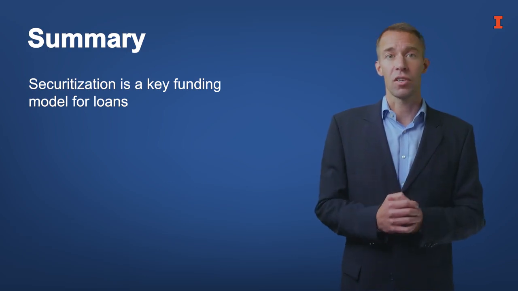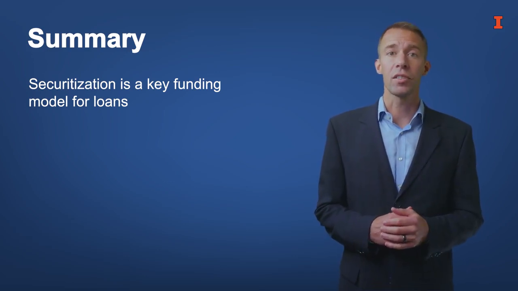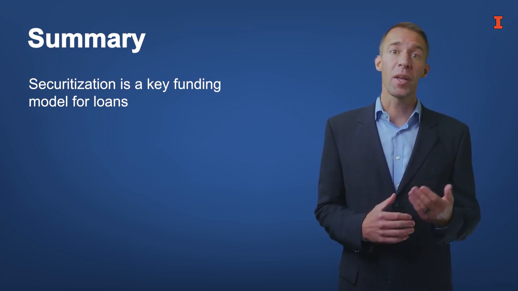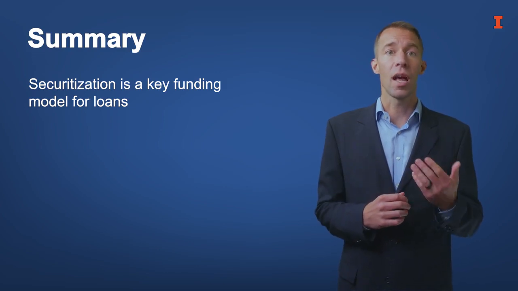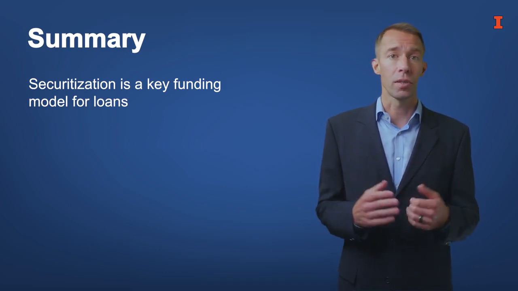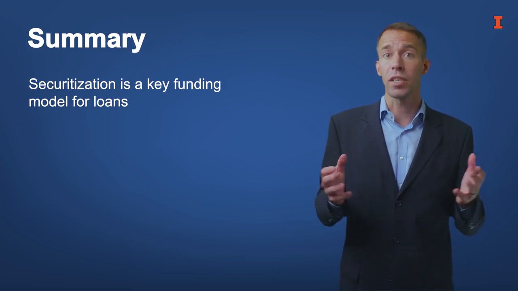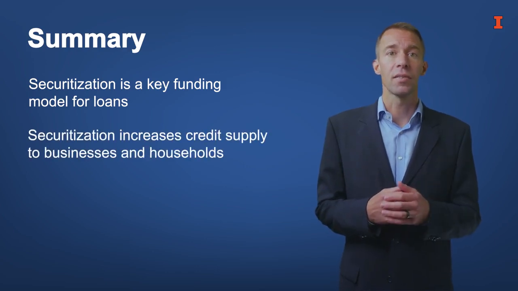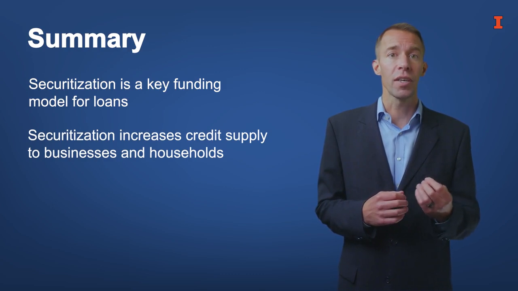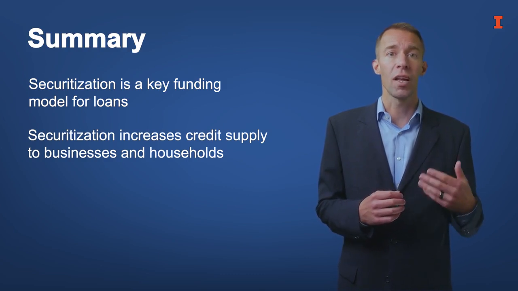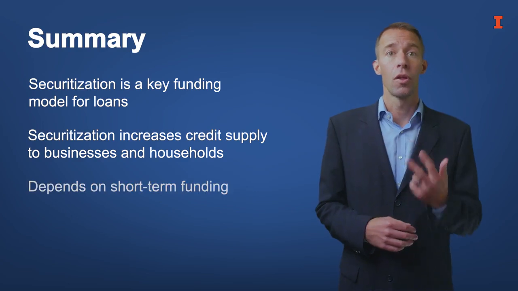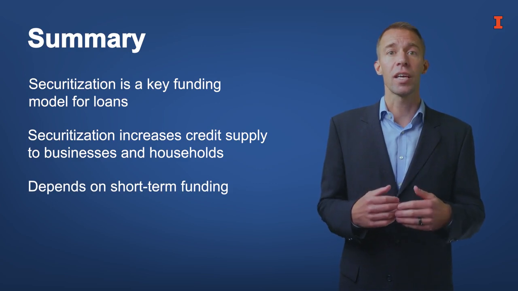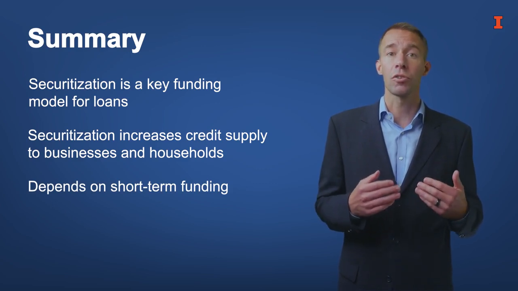What have we learned in this session? First, securitization is an important funding model that emerged in the 20th century. It is based on statistical models relying on a large number of loans to reduce uncertainty. It involves pooling loans and issuing securities that are backed by the loan pool. Second, we saw how the securitization funding model has increased the total supply of credit in the United States. Third, there are potential downsides. We discussed how securitization can be sensitive to conditions in short-term funding markets.